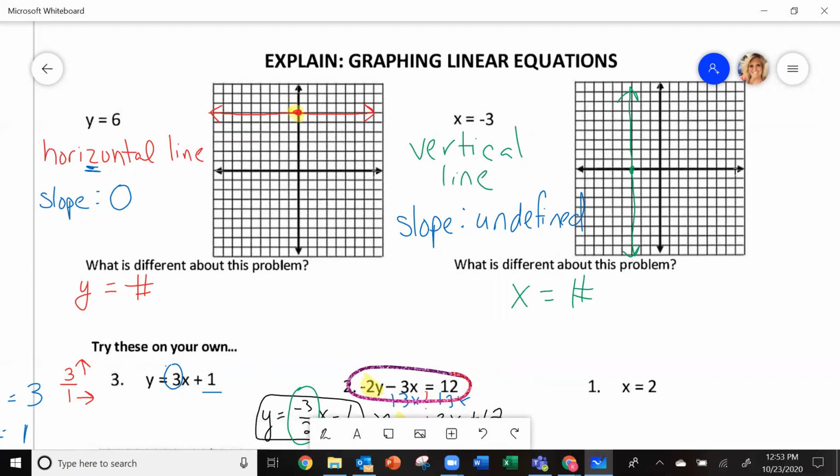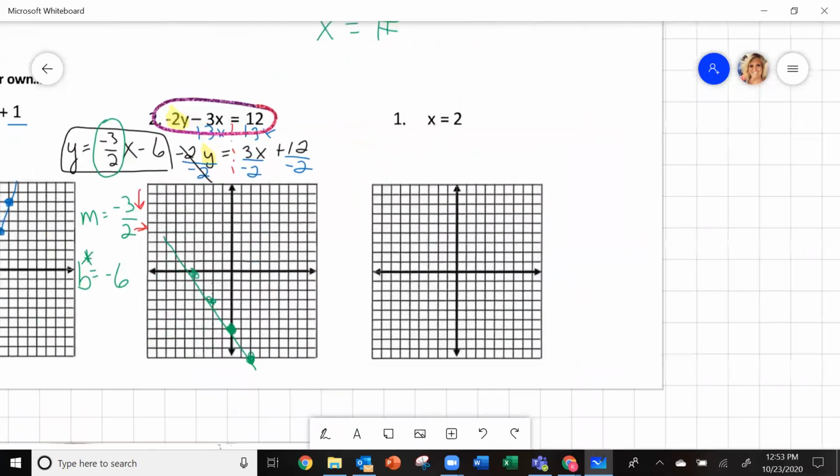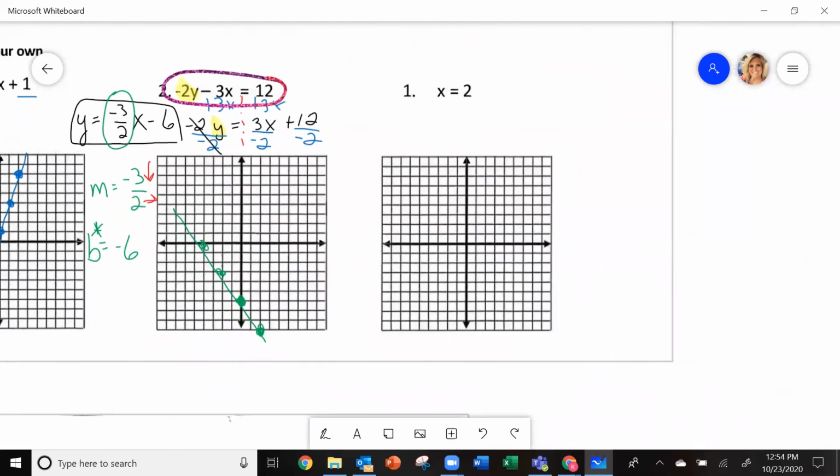Okay, so now I want you to come over here and do number 2. Pause the video and try to do this one, then come back and see how you did. On this one, x equals 2. You'll go on the x-axis where it's 2 and draw a vertical line. This is what you should have gotten. That is x equals -2.